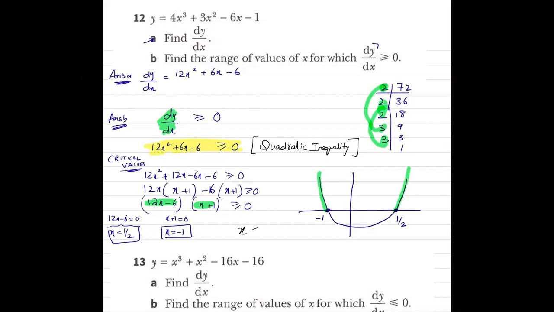All those values of x that are less than equal to -1 will give me the function greater than equal to 0, or all those values of x that are greater than equal to 1 upon 2 will give me the quadratic function to be positive. I want it to be greater than equal to 0. Quadratic function meaning dy by dx. So if I take values of x less than equal to -1, I will always get a positive gradient function, and if I take values of x greater than equal to half, I am always going to get a quadratic function that is greater than equal to 0.